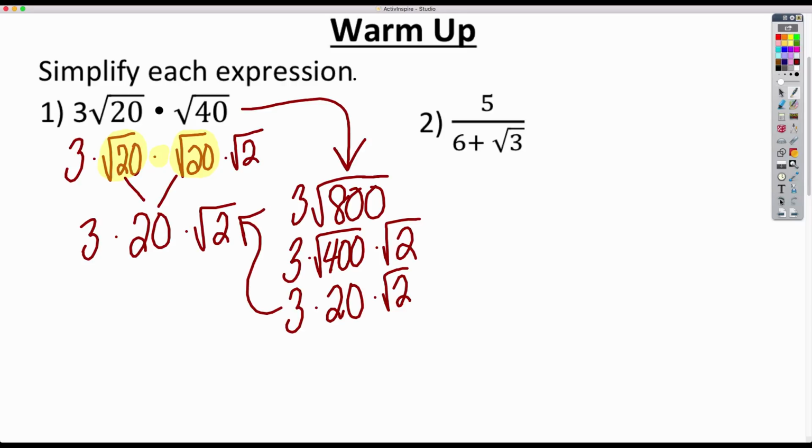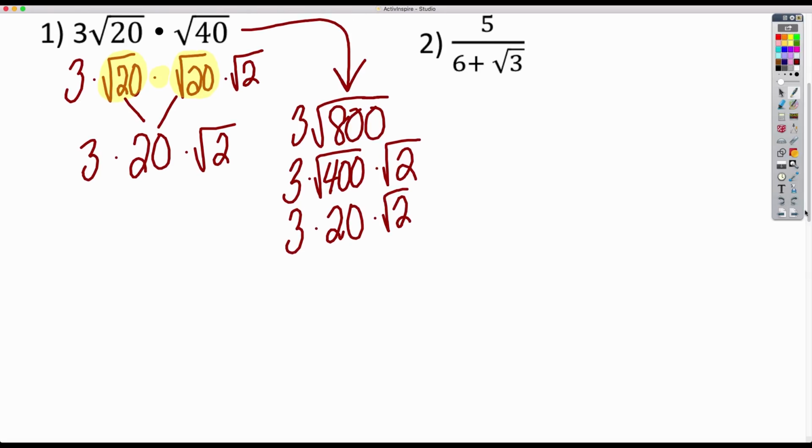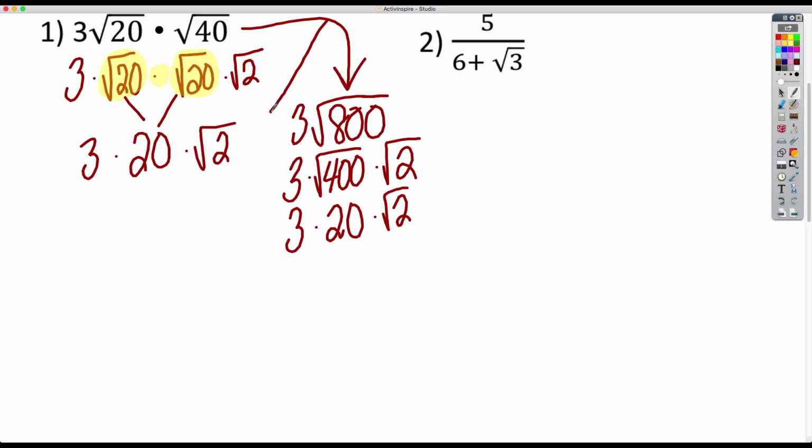Any other ways of doing it? Go ahead, Jaylene. Well, I got the radical 800, but I broke it up into radical 8 times radical 100. Okay, and that's how I started, and I almost did it, but I was like, wait, 8 has a factor of 4, so then I realized I could go the other way, but that was how I was going to start. So let me branch off from here and go over here.